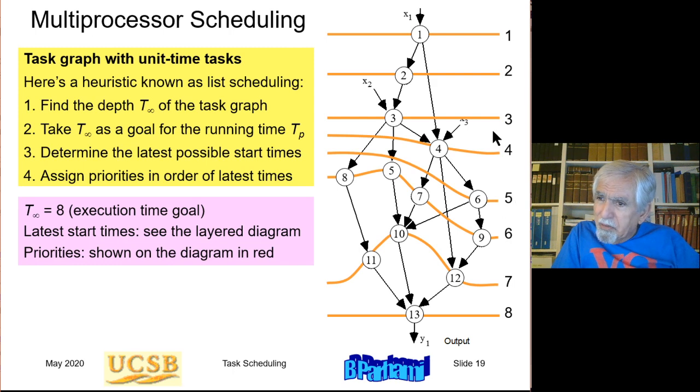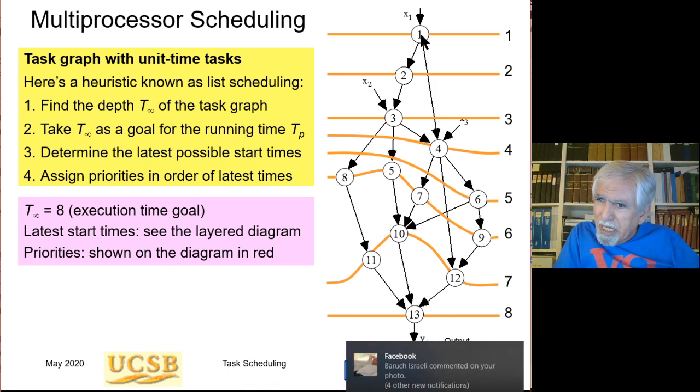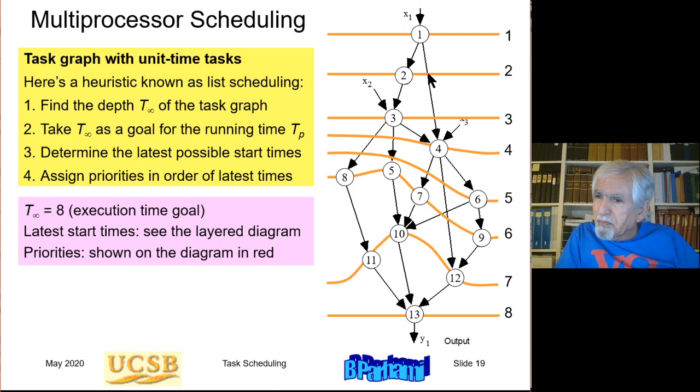time unit 6, and I use these numbers as priorities. So I say this task has the highest priority, priority 1. In other words, if I don't execute this task right away, there is absolutely no chance that I can complete this task graph in 8 time units. Okay, this has the highest priority. This has the second highest priority. This has the third highest priority. This has the fourth highest priority. This has the fifth highest priority. Now these 4 collectively have the 6th highest priority.